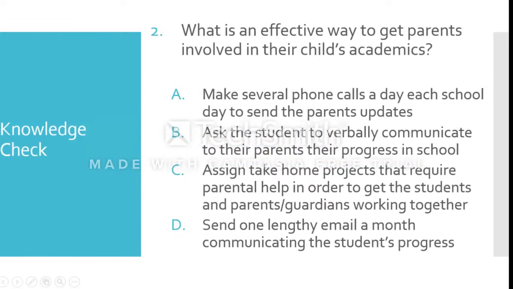Question 2. What is an effective way to get the parents involved in their child's academics? A. Make several phone calls a day each school day to send the parents updates. B. Ask the students to verbally communicate to their parents their progress in school. C. Assign take-home projects that require parental help in order to get the students and parents or guardians working together. Or D. Send one lengthy email a month communicating the students' progress.